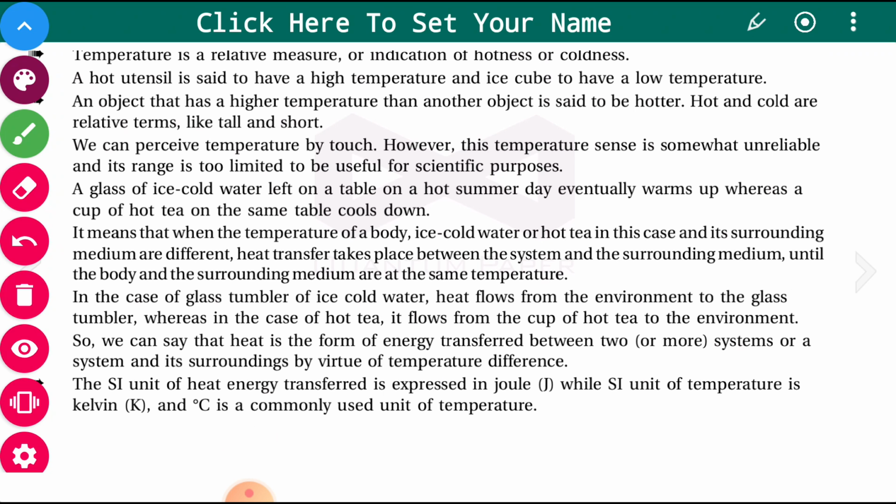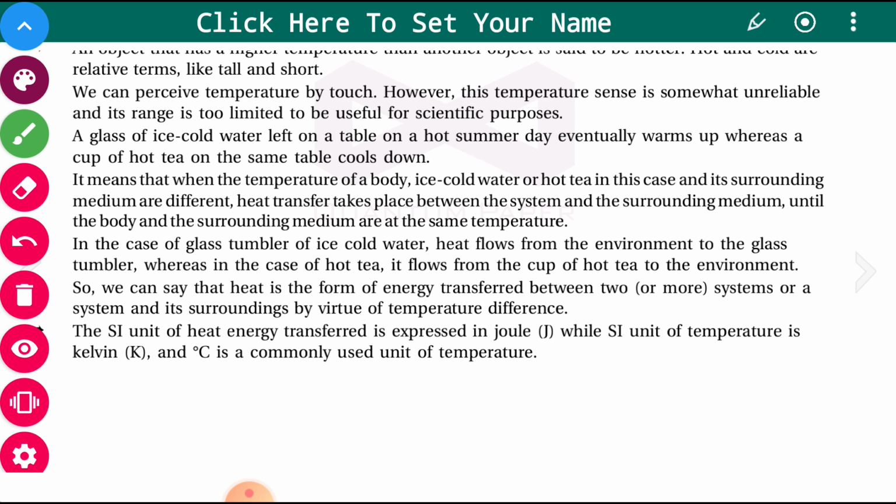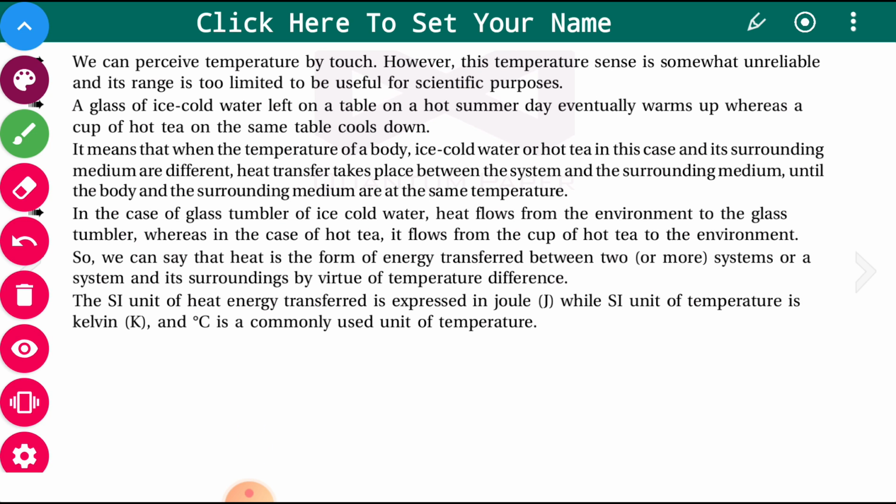We can perceive temperature by touching. However, this temperature which we are realizing is the relative degree of hotness or coldness. If you want to measure it properly for scientific purposes, we measure it with an instrument like a thermometer. A glass of ice cold water left on the table on a hot summer day, what will happen? It will lose its coldness and eventually become warm.